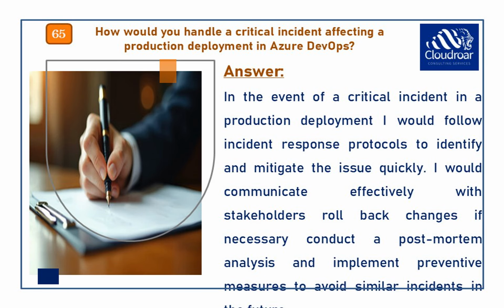Question 65. How would you handle a critical incident affecting a production deployment in Azure DevOps? In the event of a critical incident in a production deployment, I would follow incident response protocols to identify and mitigate the issue quickly. I would communicate effectively with stakeholders, roll back changes if necessary, conduct a post-mortem analysis, and implement preventive measures to avoid similar incidents in the future.